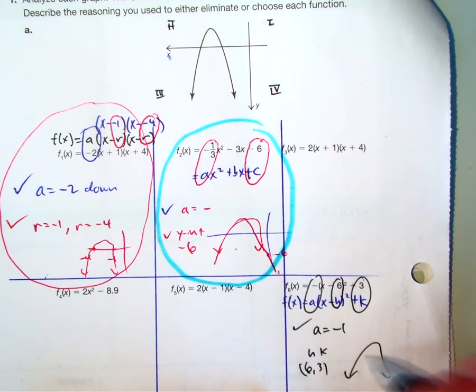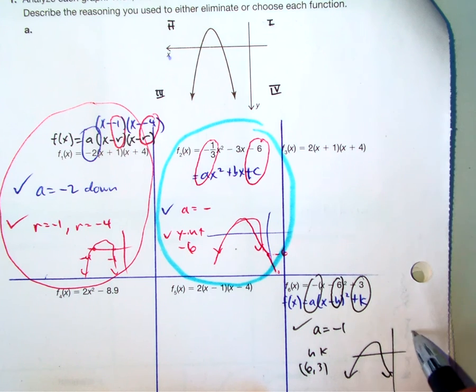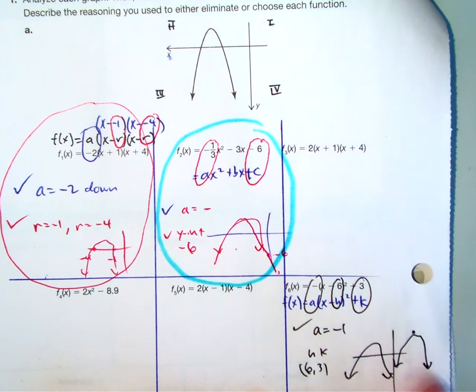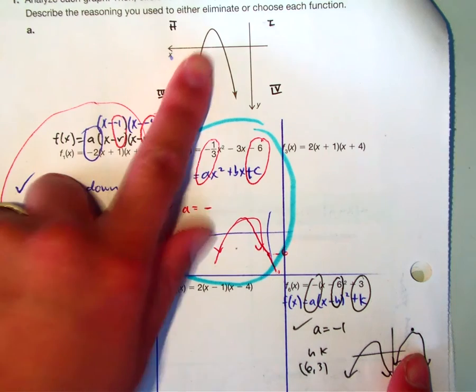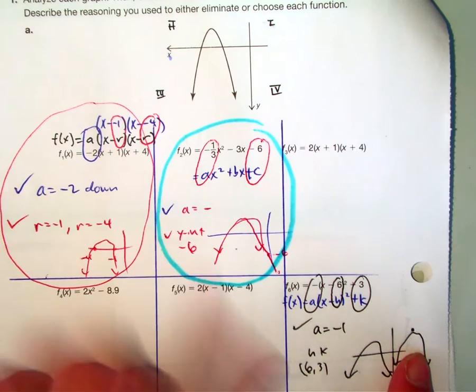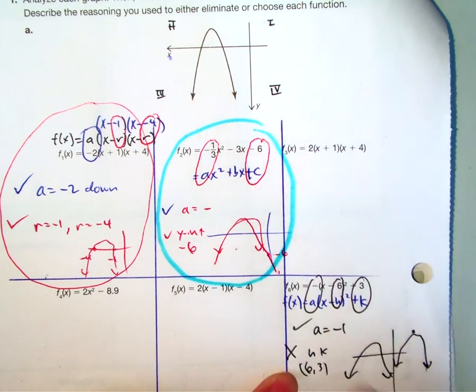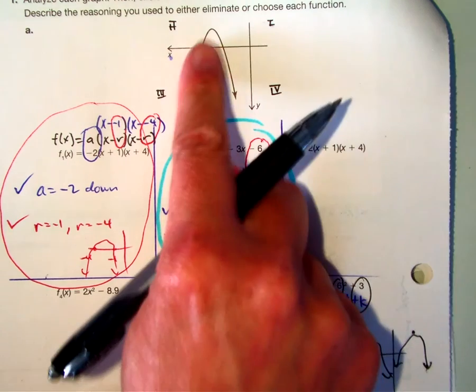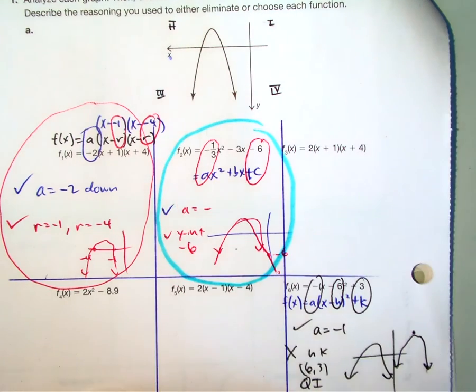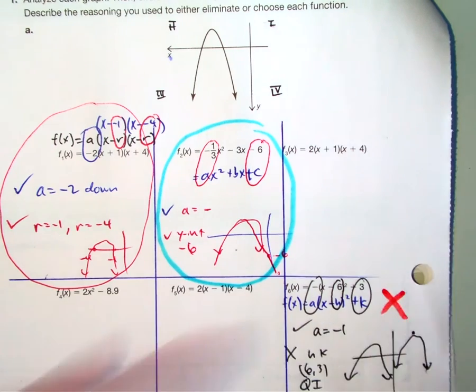It's saying that my graph should be something like over here, 6, 3. Does that match our graph? No, because my vertex here is in quadrant 1, and this vertex is in quadrant 2. So this equation doesn't match. Okay?